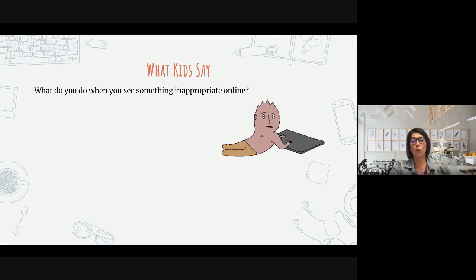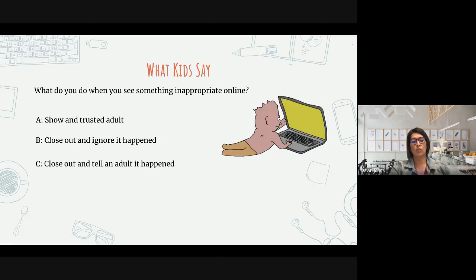So here were their options. A, show a trusted adult. B, close out and ignore it happened. Or C, close out and tell an adult. Again, this was conversation. I said, here are some choices, because they struggled with articulating what they would do.